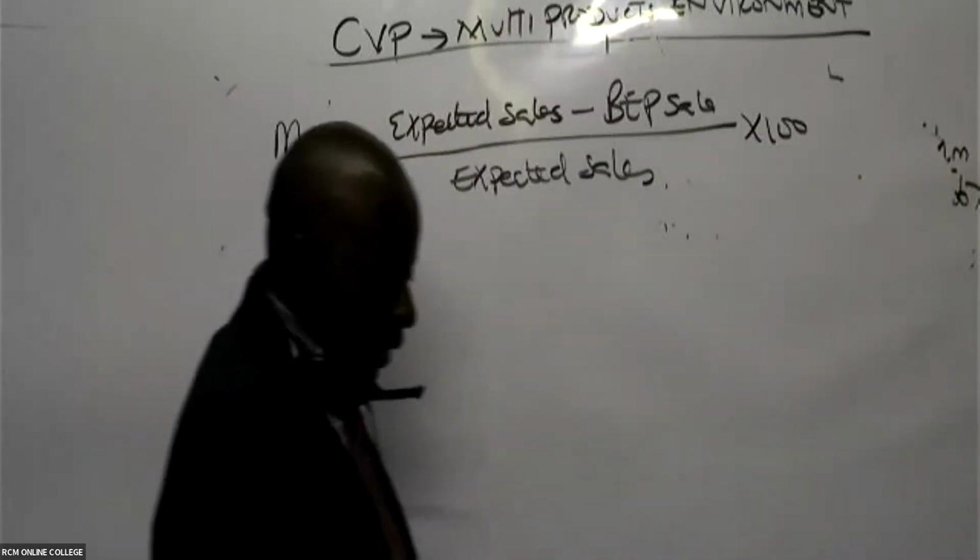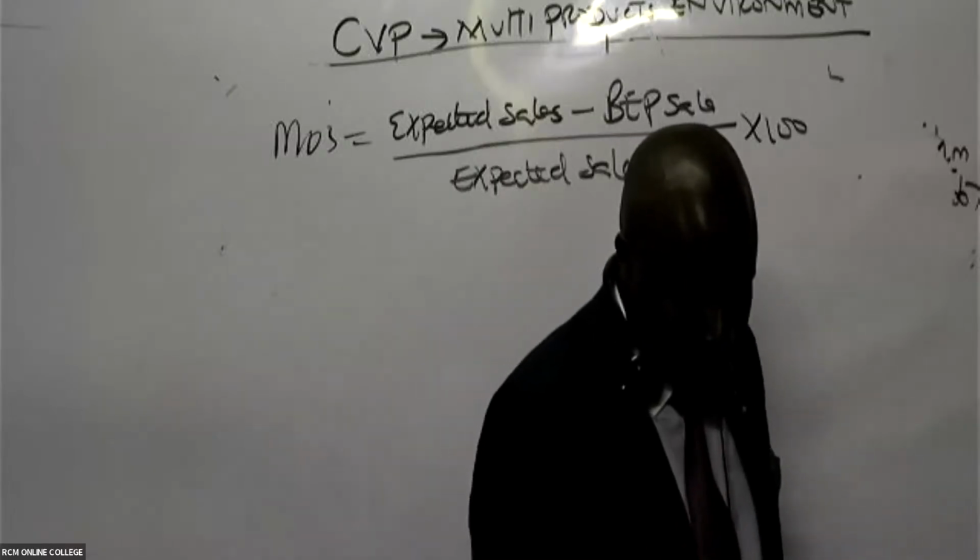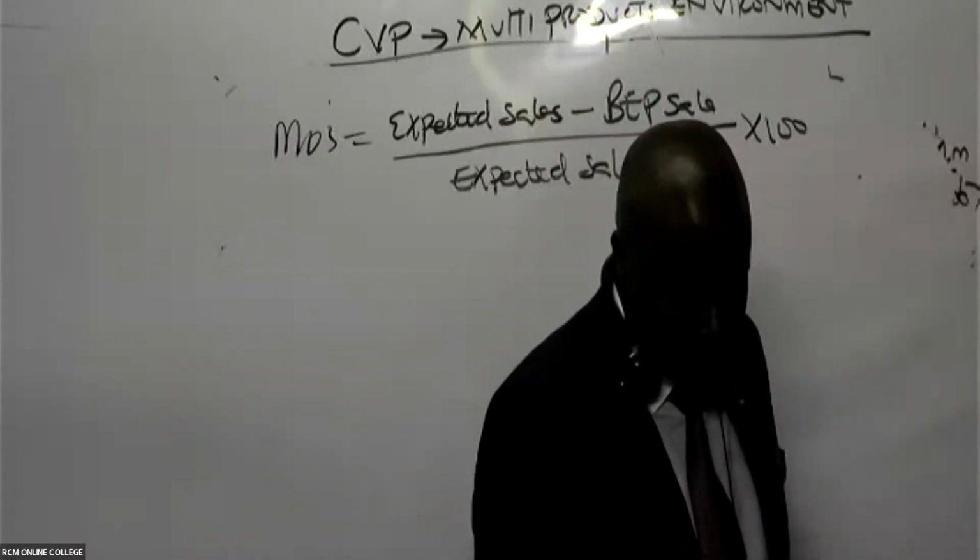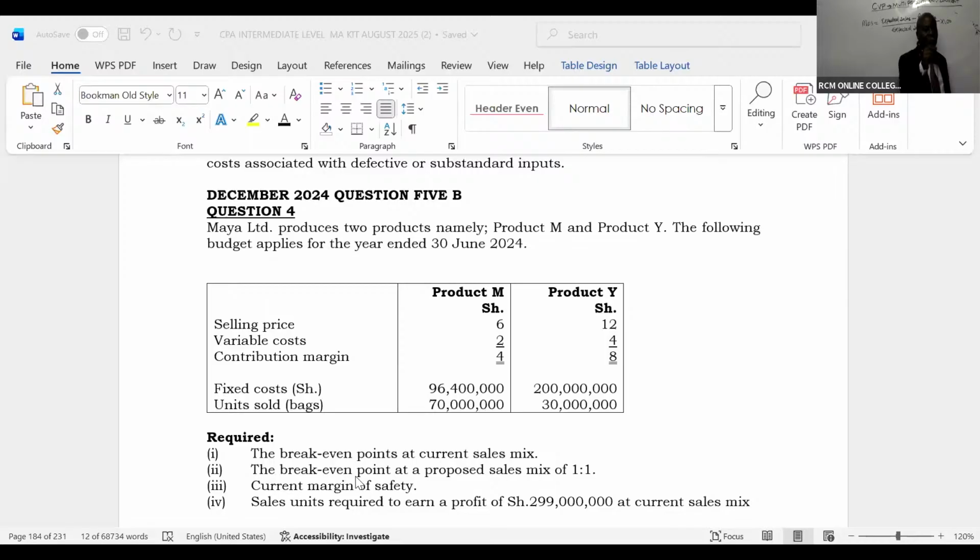So which one do they want us to calculate most for? Of course, they don't want both of them. They want us to give them the current. Current means the 70-30 ratio, isn't it? So if you remember very well, you had gotten current expected sales for the 2. In terms of units, you combine the 2. So it is 70 million units plus what here, somebody? 30 million, which gives us 100 million units.